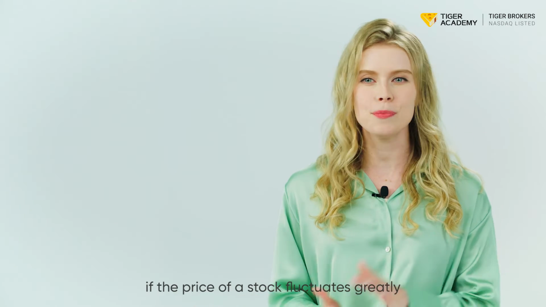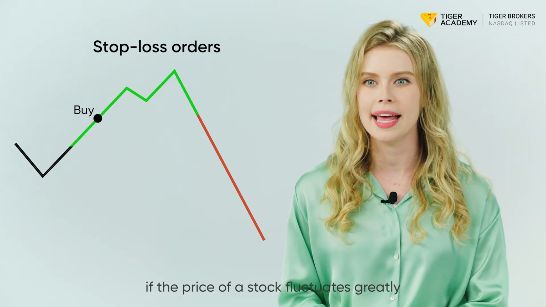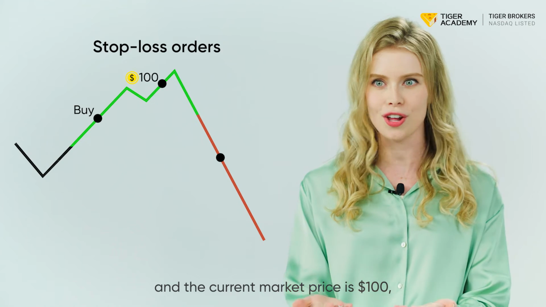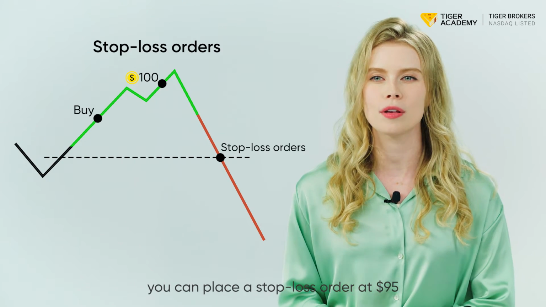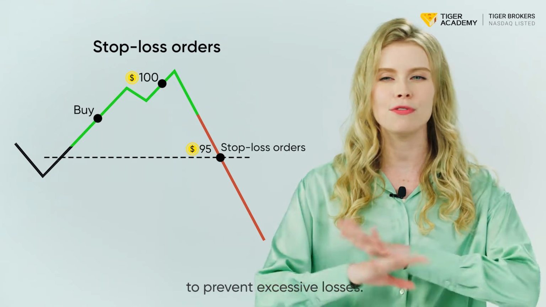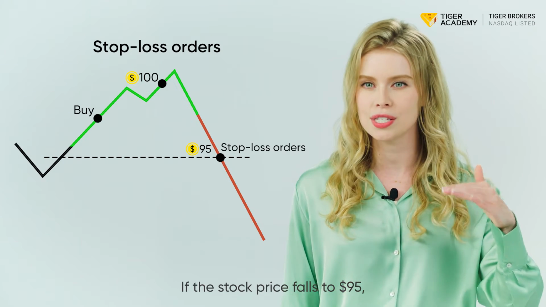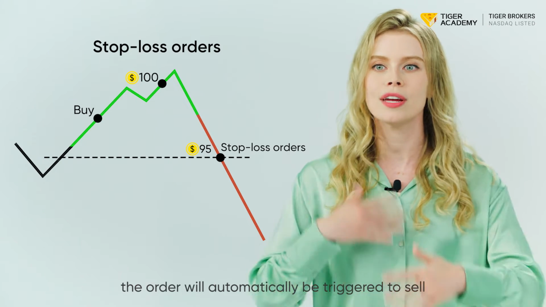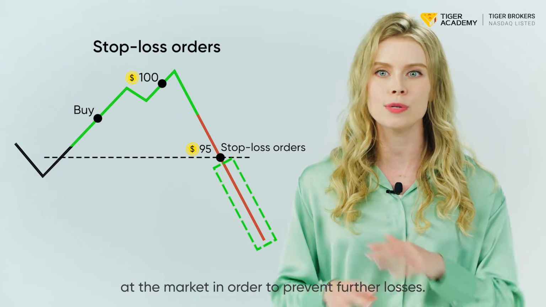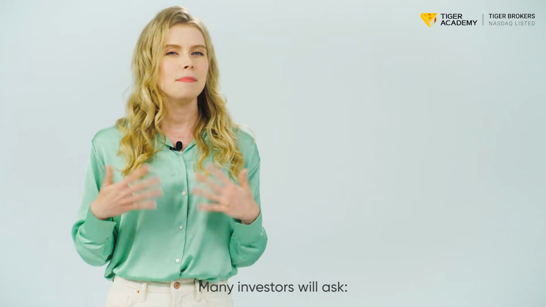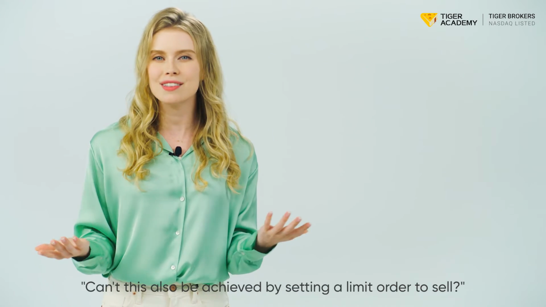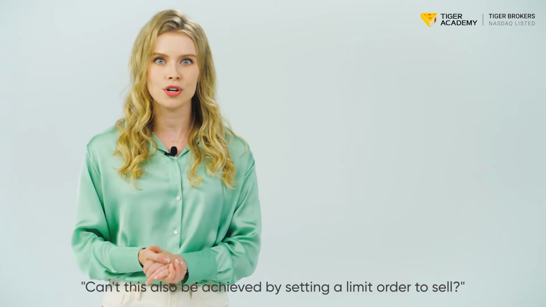For example, if the price of a stock fluctuates greatly and the current market price is $100, you can place a stop loss order at $95 to prevent excessive losses. If the stock price falls to $95, the order will automatically be triggered to sell at the market in order to prevent further losses. Many investors will ask, can't this also be achieved by setting a limit order to sell?